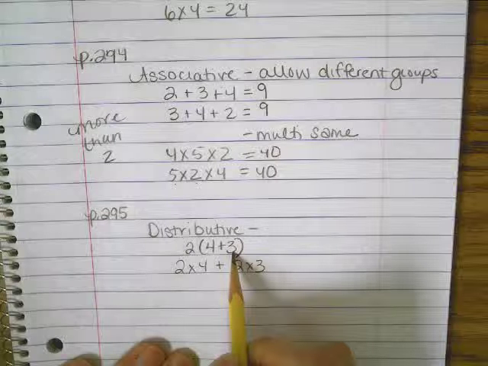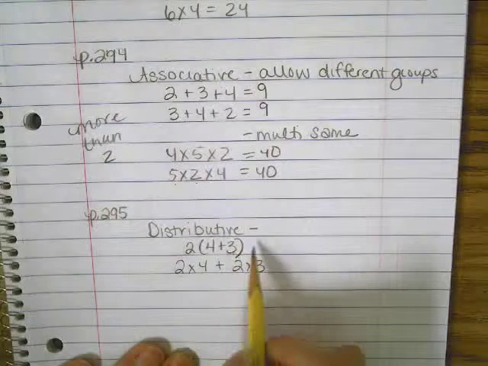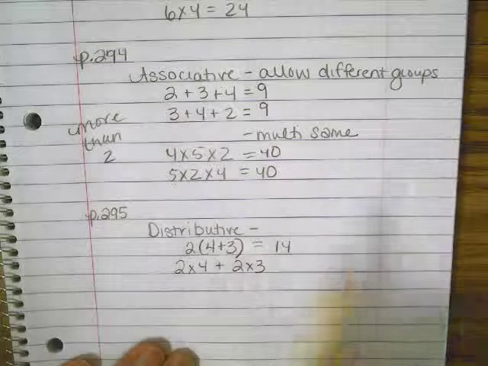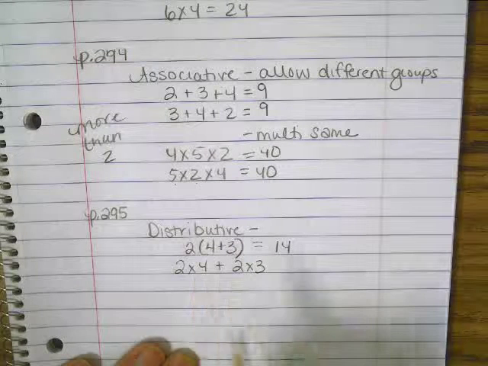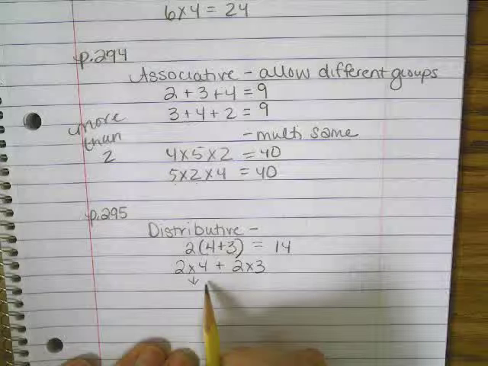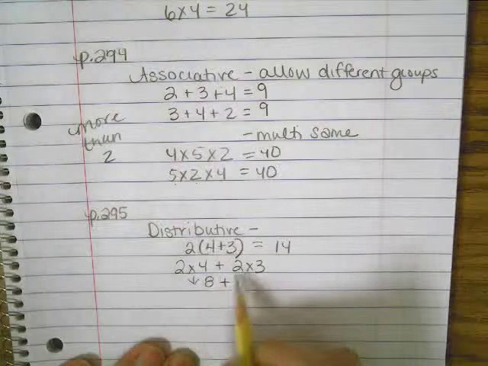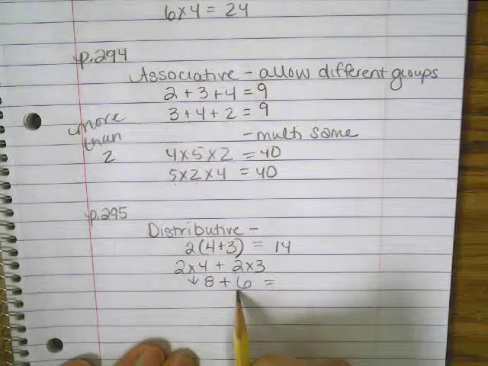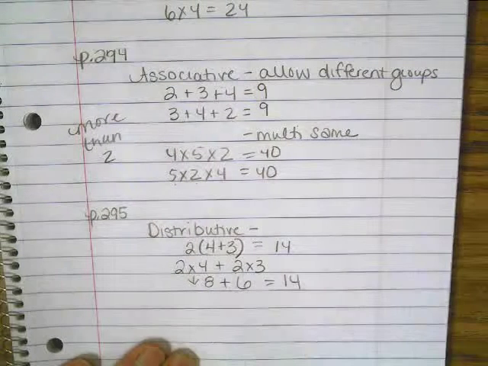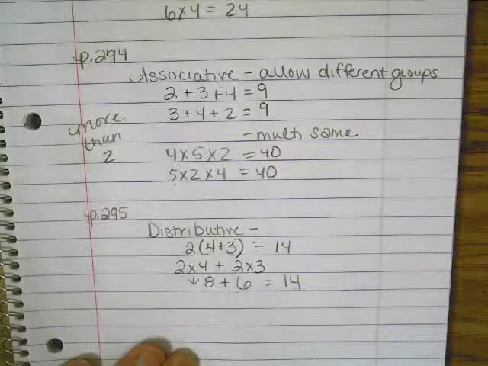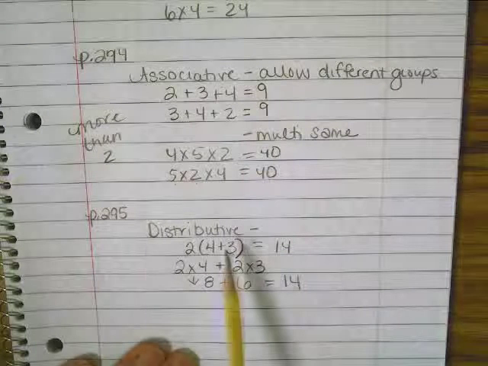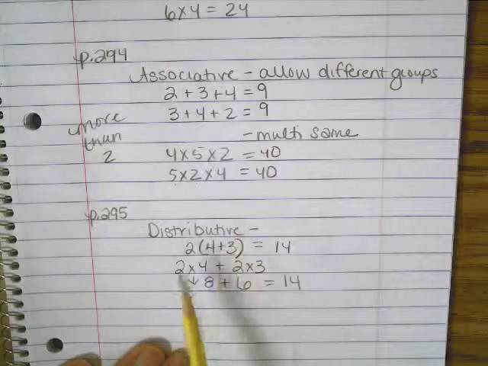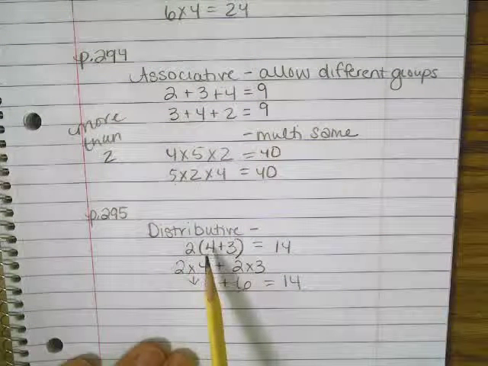4 plus 3 is 7. 7 times 2 is 14, right? So in this one we have to multiply first. So 2 times 4 is 8, and 2 times 3 is? 6. And isn't 8 plus 6 14? Yeah. Yes. Okay?